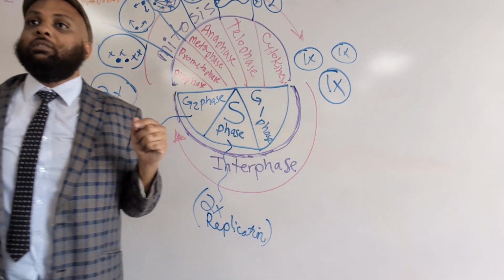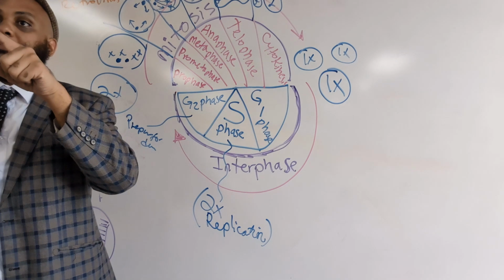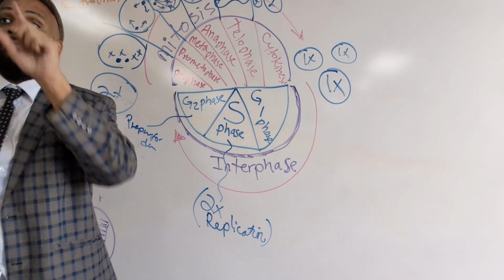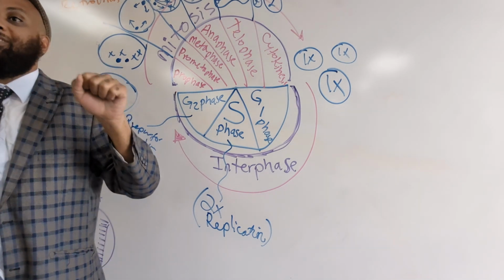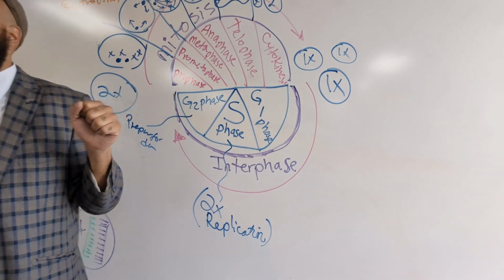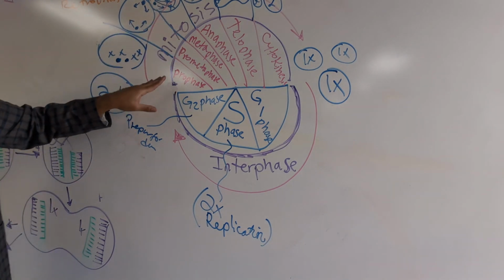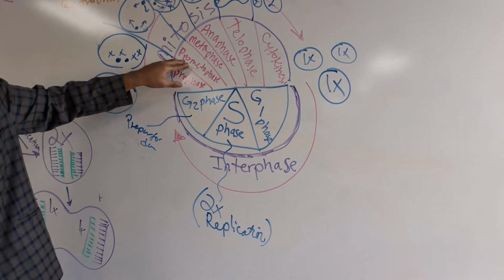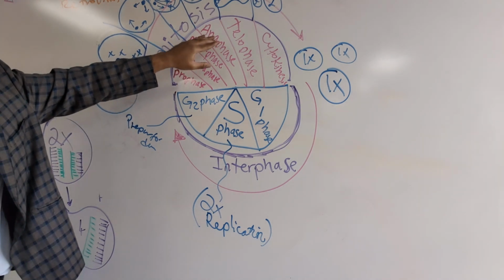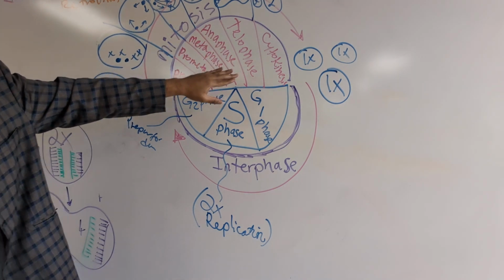Okay, clear? Questions? Do you have a question? Any questions? Prometaphase isn't in every single mitosis. So the mitosis steps are the same. So these are always there: prophase, prometaphase, metaphase, anaphase, telophase, cytokinesis.